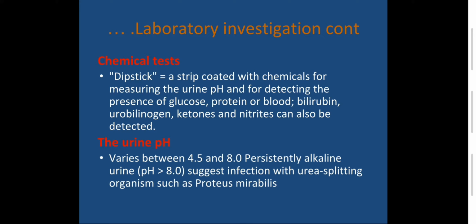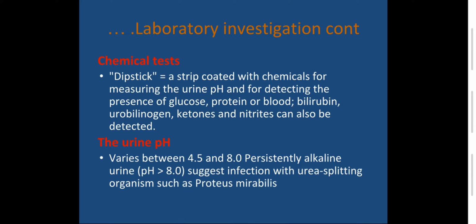Regarding the physical examination, we examine the urine sample for appearance, turbidity, pH, and osmolarity. And the chemical tests done on the urine use a diagnostic strip, which contains a reagent used for measurement of urine pH and for the presence of glucose, protein, blood, bilirubin, urobilinogen, ketones, and nitrite within the urine sample.